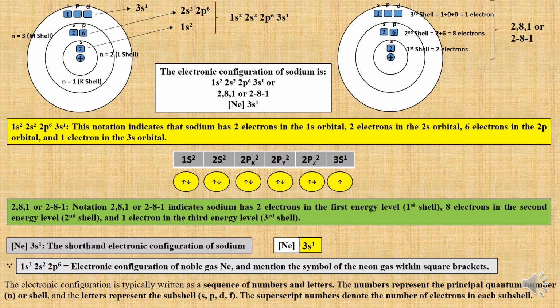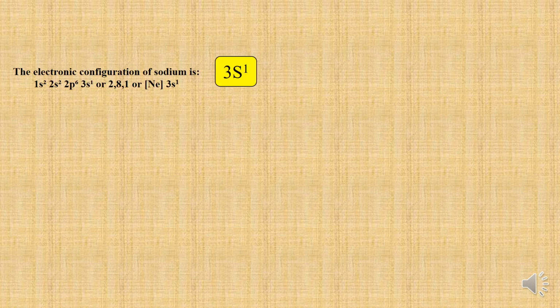Now let us try and understand the meaning of this 3s1 notation in the shorthand representation for the electronic configuration of sodium. The number 3 represents the shell number or the energy level. The letter S represents the type of subshell orbital, and the superscripted number 1 represents the number of electrons in the orbital, that is, in the s orbital of the third energy level.